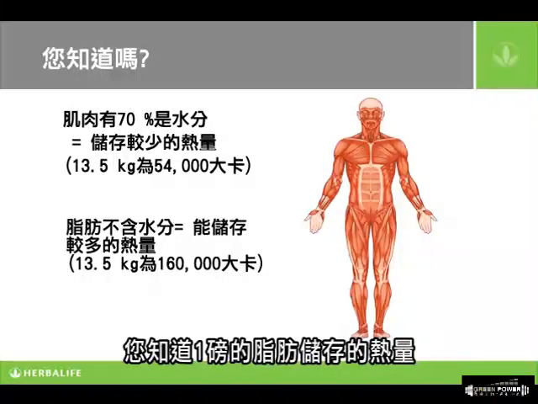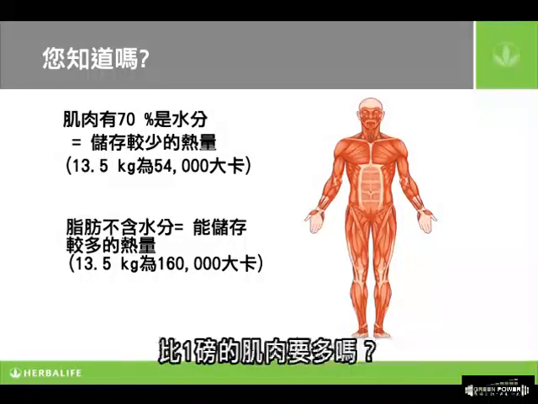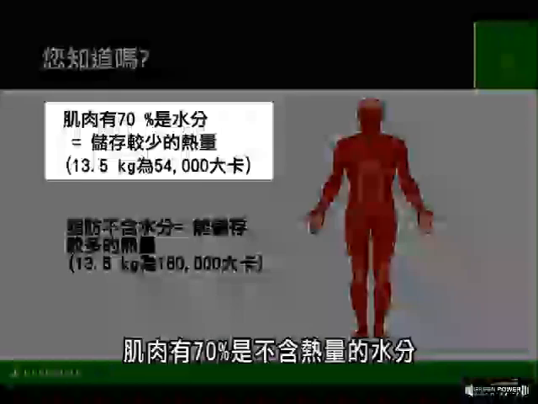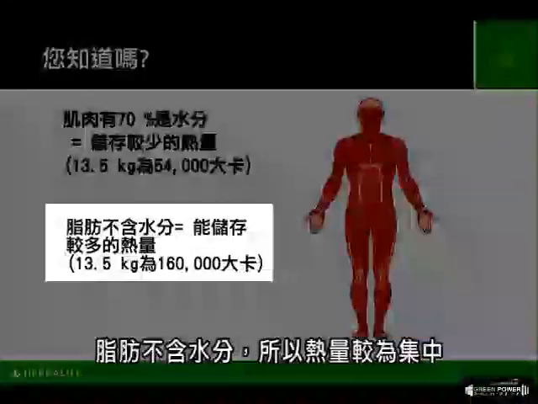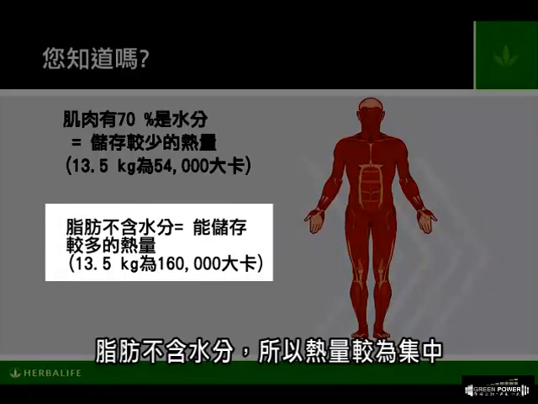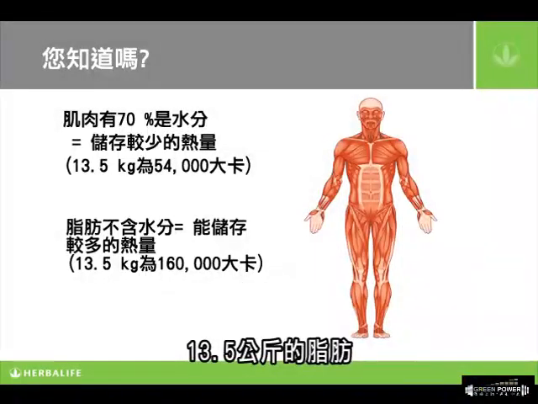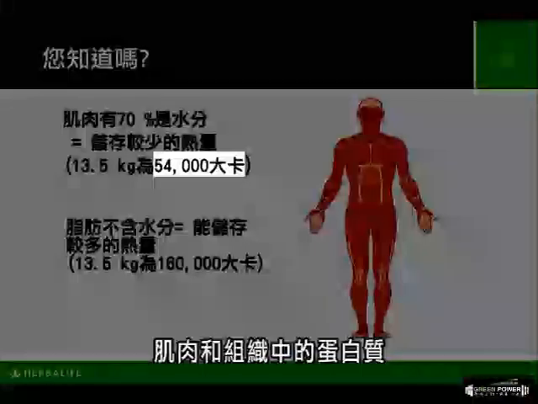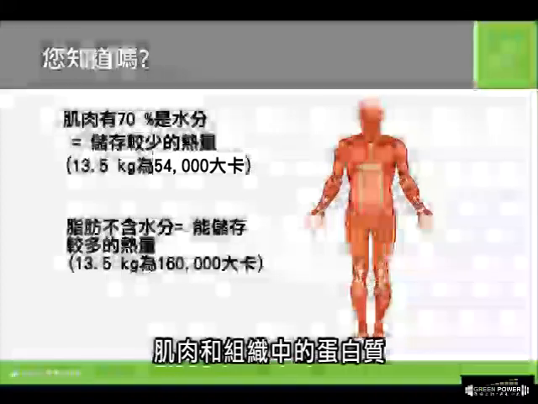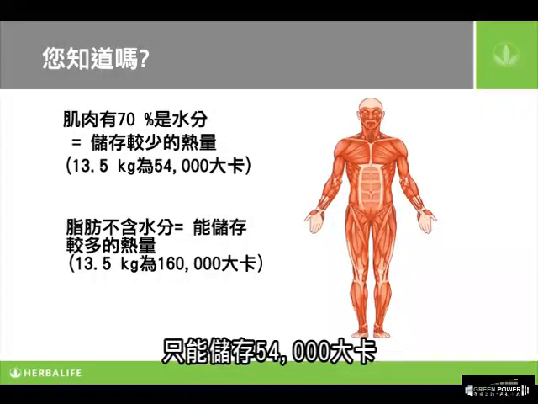Did you know that a pound of fat stores more calories than a pound of muscle? Muscle is 70% water, which has no calories, while fat excludes water, so it is more compact. The fact is that 13.5 kilograms of fat can store up to 160,000 calories, compared to only 54,000 calories in the protein of your muscles and organs.